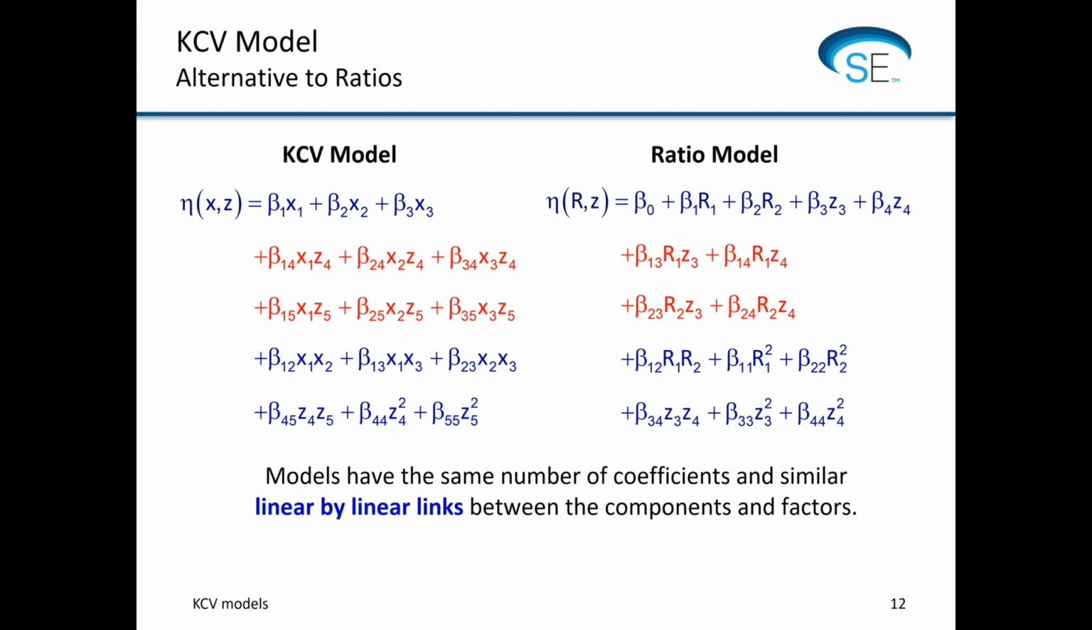With a ratio model, using ratios limits how well you can fill the design space you're studying, because you can only run runs where the ratios cross each other. Treating the components as components, you can completely fill the design. So now we've got models that are equivalent, but using the KCV model means I can get a better design because I can better fill the space I'm looking at.